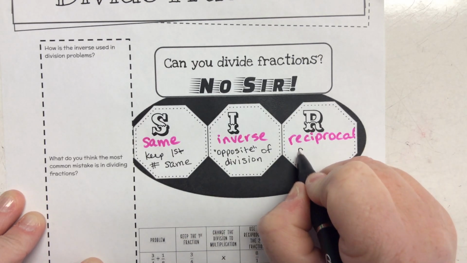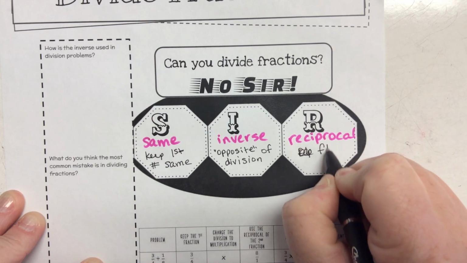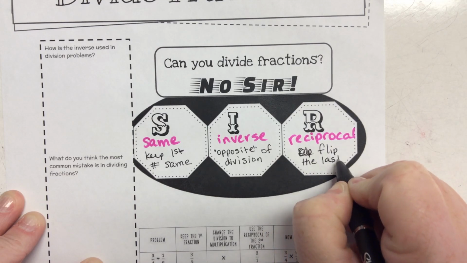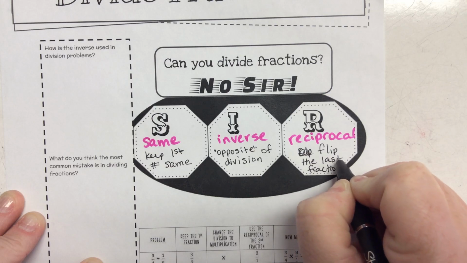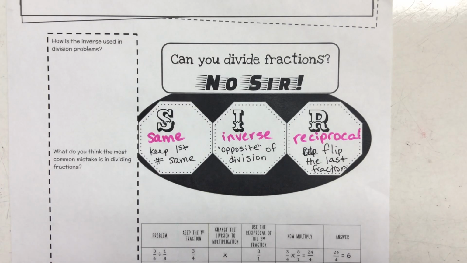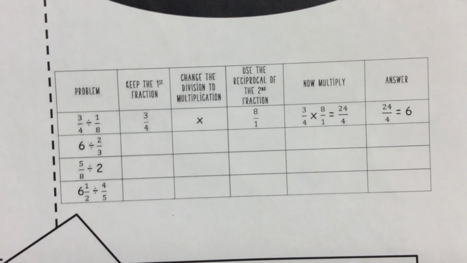And then reciprocal means flip, F-L-I-P, the last fraction. Only the last fraction, okay? And that one is your divisor. Now, what does that mean here? We're going to practice this a little bit in some problems, okay?